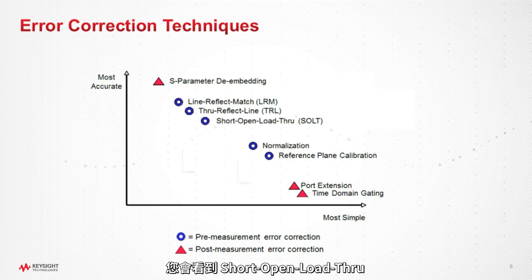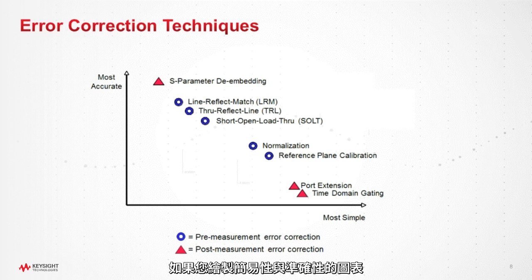So you'll see short open load through, which is SOLT. You hear that used a lot. Then TRL, through reflect line, and variations on TRL like LRM, LRL, things like that. Those are all done before the actual measurement. The other category is post-measurement error correction. And you can see here, S-parameter de-embedding, port extension, and time domain gating are the most popular post-measurement error corrections.